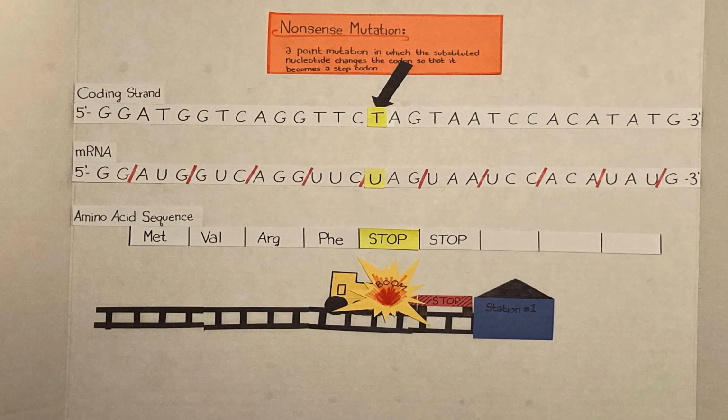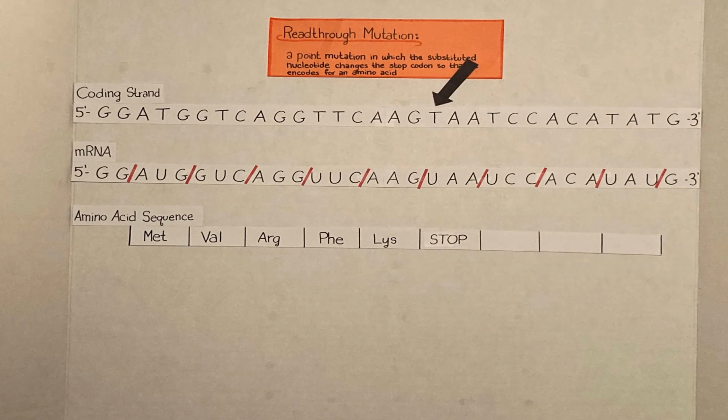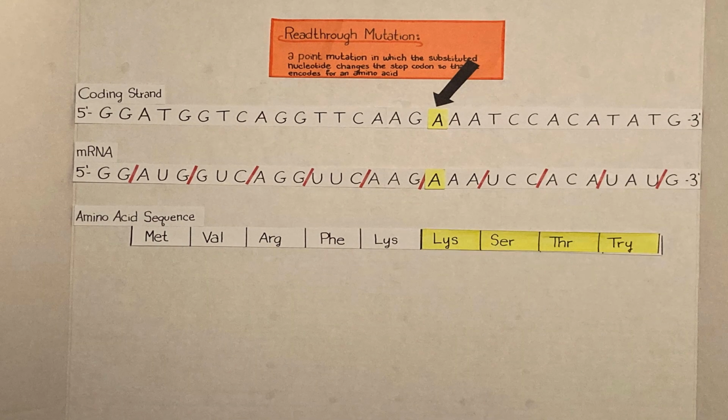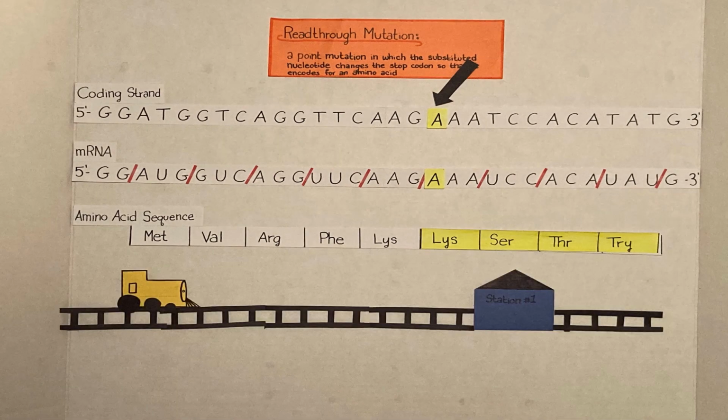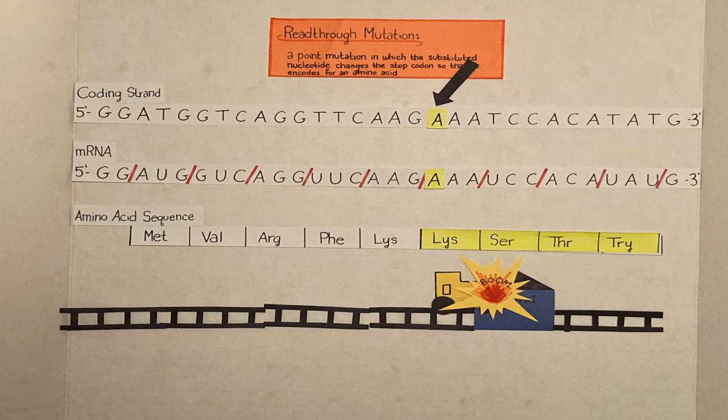The final type of point mutation is a readthrough mutation, in which the substituted nucleotide changes the stop codon so that it encodes for an amino acid. So if we had a mutation here, and a transversion occurred replacing a thymine with an adenine, the mutation would once more trickle down through transcription, changing our sixth codon, replacing the stop codon with lysine and allowing the codons that follow to also be translated. In this case, the train does not have a signal to slow down or stop, so it barrels down the track and blows past where it should have stopped, creating an excessively long protein that may be dysfunctional.